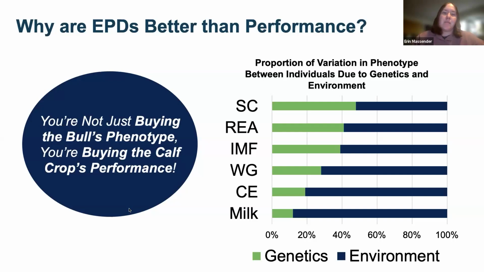And the concept of heritability is why this is important. Heritability is the proportion of variation between individuals that is due to genetics and the environment. And it differs between different traits. So some traits like structure-related, carcass quality, scrotal circumference tend to have a very high genetic component, whereas other traits such as calving ease, milk production, fertility have a lower genetic component. So if we just look at that bull's own phenotype, a lot of the variation between that bull crop might actually be due to the environment or management.